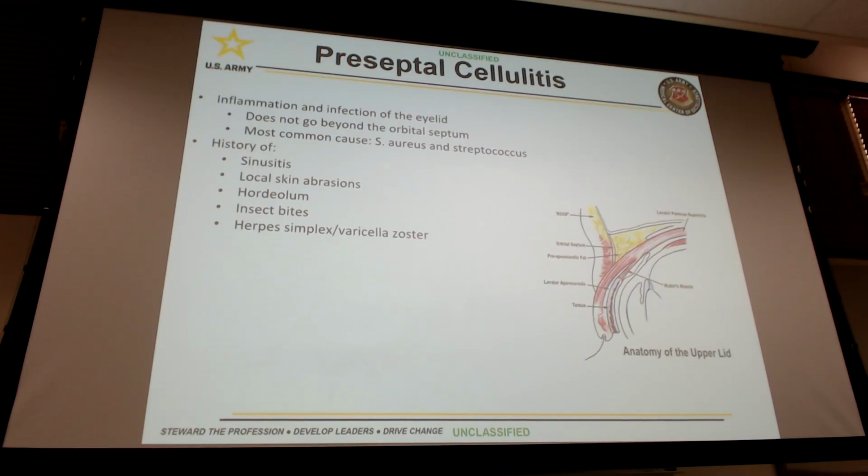So bug bites can also cause preseptal cellulitis. It's not just a hordeolum. Sometimes if you get like a herpes lesion, either on the cornea or on the lid, you can get bacteria burrowing in that lesion as well. So anytime you have some sort of opening of the skin, you can get preseptal cellulitis.